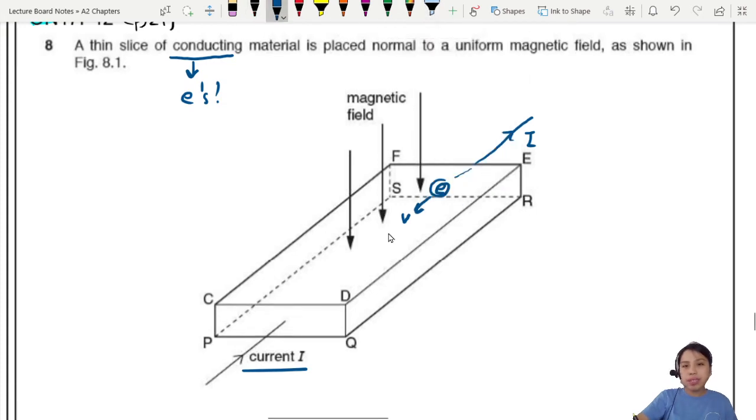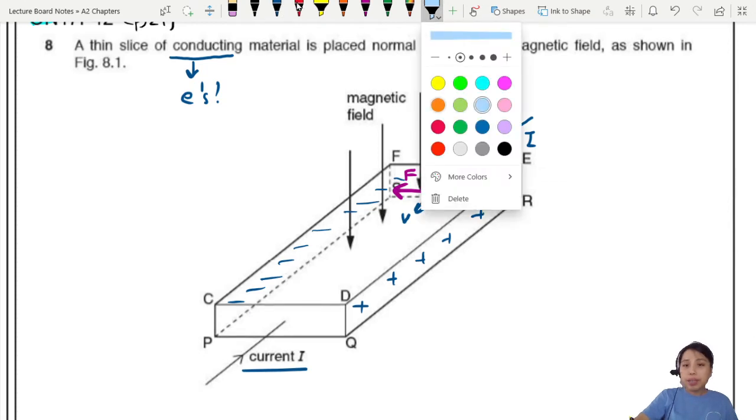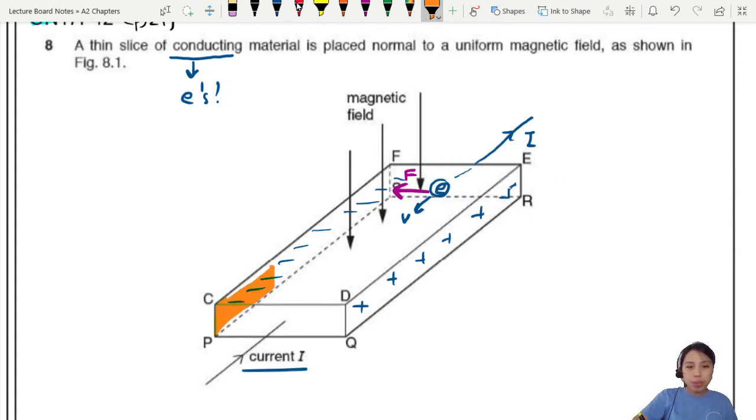So which two faces will there be a voltage? Well, if it's a conductor and the electrons are coming in this direction, the electrons will experience a magnetic force in this direction. Even if you didn't know that fact, you would know there would be charges gathering, a lot of them, on this side, and another charge, positive or negative, on the other face. If you want to color it, sure. The first one will be this face, and the second face will be down on this other side.